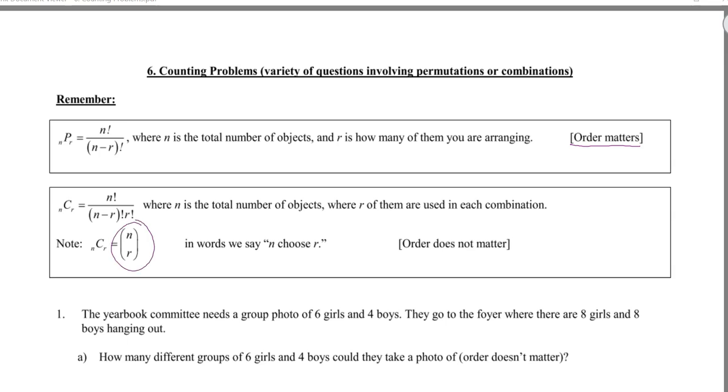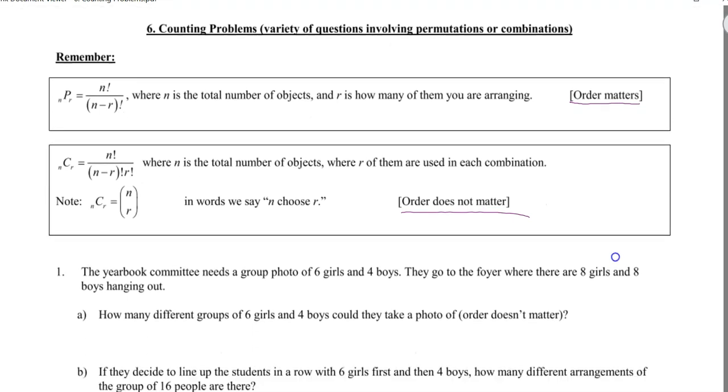nCr, often written like this with the n and the r, is n factorial over n minus r factorial, which you'll notice is the same as permutations. But because the order doesn't matter, we also divide by r factorial, which takes out the order. And again, n is the total number of objects, and we are using r of them. And we say n choose r. And in this case, the order does not matter. So think about something like getting a bunch of cards dealt to you. It really doesn't matter what order the cards come in.